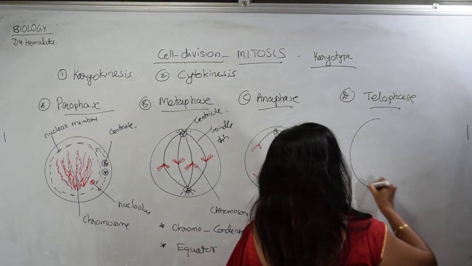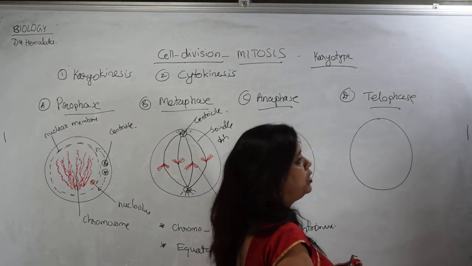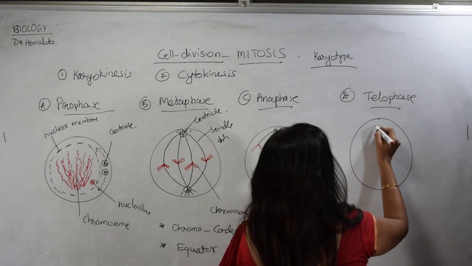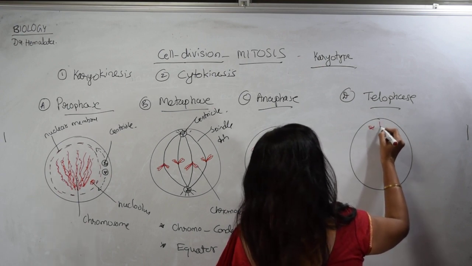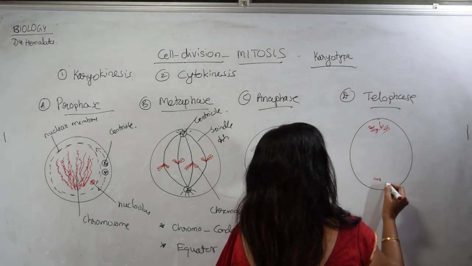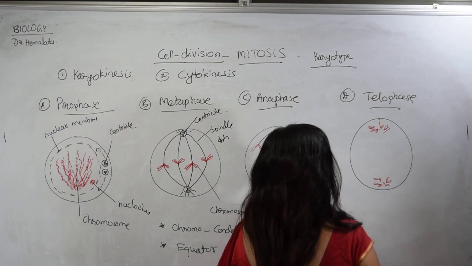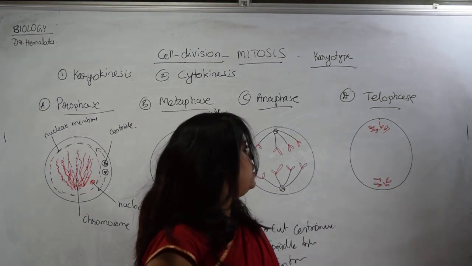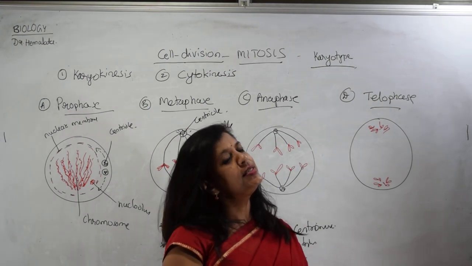Suppose this is the cell. The chromosomes are pulled towards both the poles and they will be almost over here now. This is one chromosome, these are another chromosome, all the four I will write here. Here again, four chromosomes, all the bivalent chromosomes, they are having only one. Now, after karyokinesis, the cytoplasmic division starts.